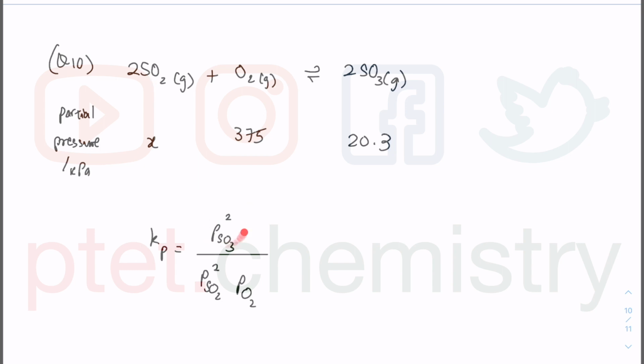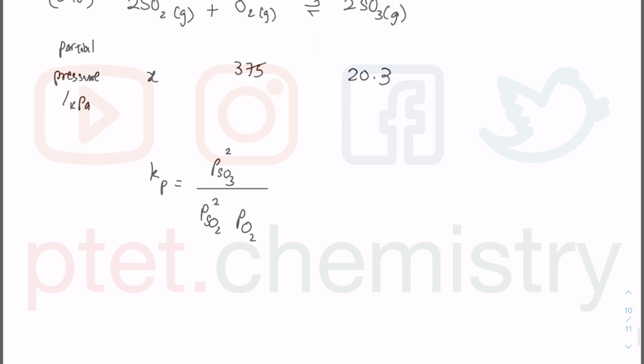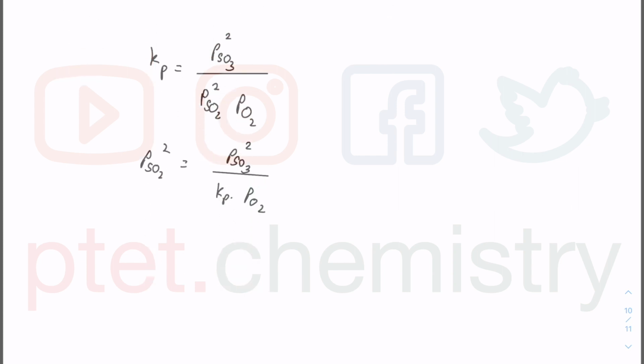The products appear on the right hand side, the reactants appear on the left hand side. What do you want actually? You want PSO3? Nope, you want PSO2, because you want the partial pressure of SO2. So I'm going to rearrange it. SO2 squared equals SO3 squared divided by Kp times partial pressure of O2. I think you can see then the square has to go into a square root on the other side.